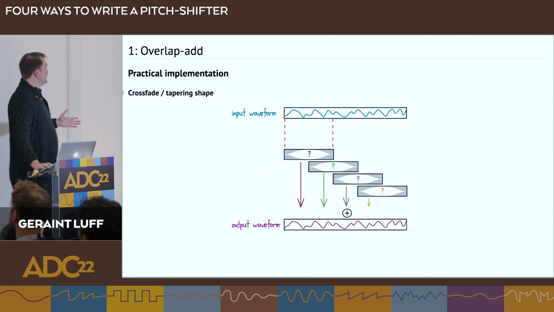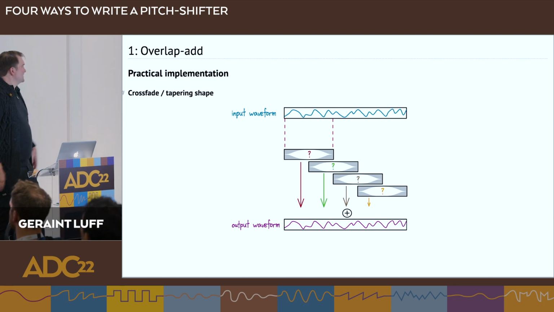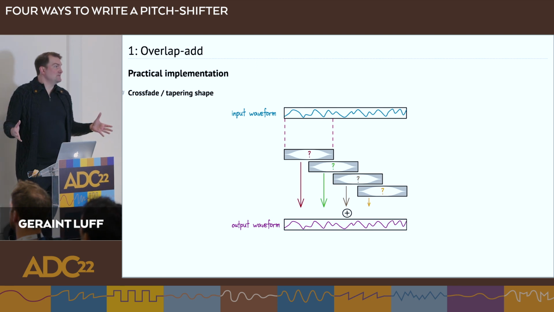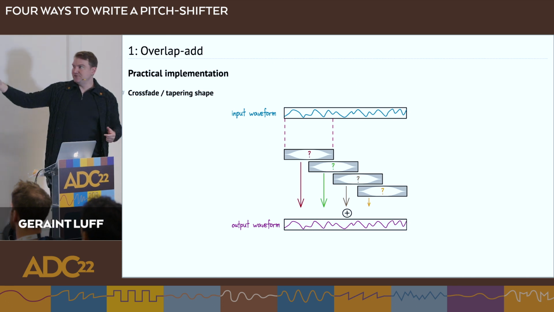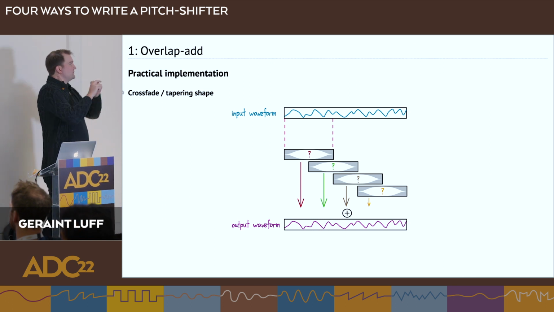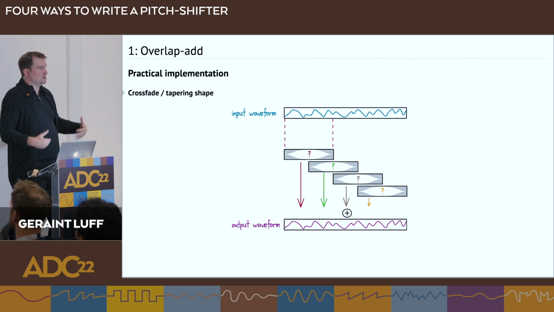Another thing that we should mention is what shape the crossfading should be. A simple intuitive requirement is if we're not changing the duration, then our output should exactly match the input. So as you can see from this diagram, the crossfading curves should add up nicely with themselves so that you perfectly reconstruct the input as the output.